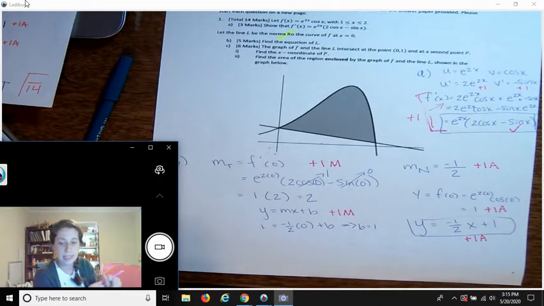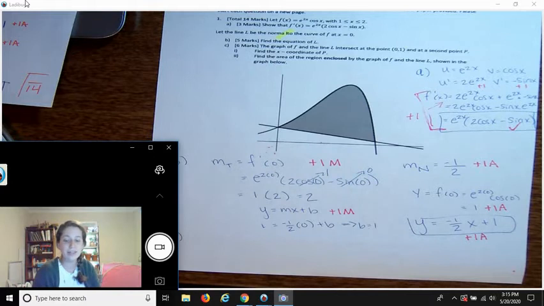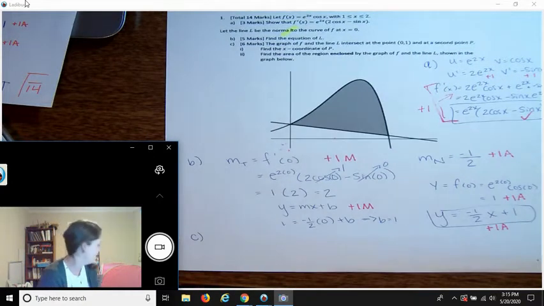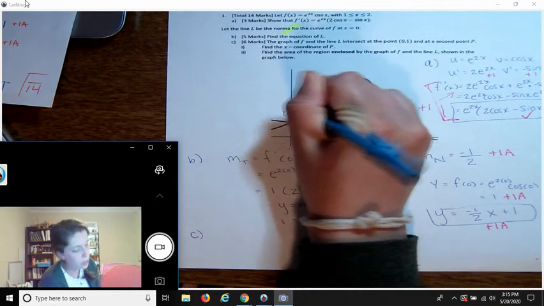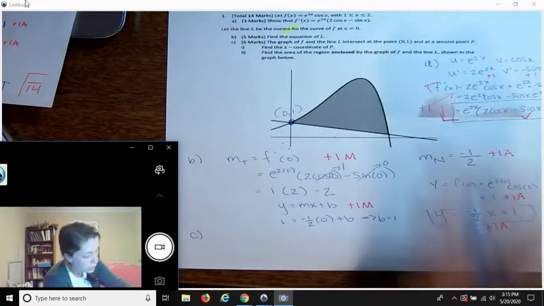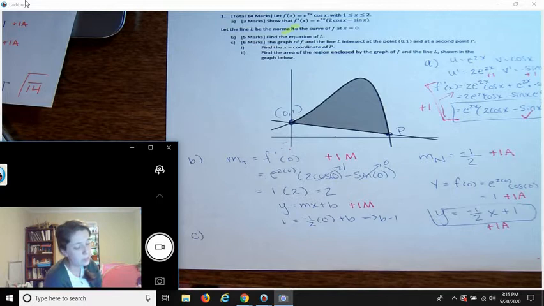And the last thing is part C. Hopefully I can fit it all in this tiny little space at the bottom. So part C, it says the graph of f and the line L intersect at the point 0, 1. So that's this point right here, 0, 1. And at a second point P. P is got to be that one. Part 1 says find the x coordinate of P.